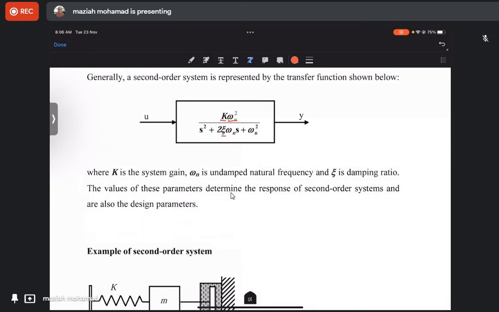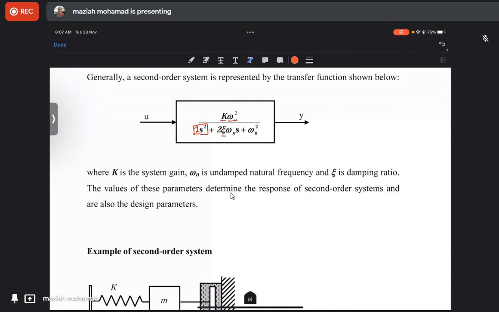And when we say that this is the general transfer function, we are going to look at this term here. It must be 1. You cannot have 10s square, you cannot have 5s square. You have to make sure that the term is s square only, 1s square. That is similar to the first order, where we need to make sure that the transfer function is 1 plus ts. For second order, we look at the s square, and it must be 1s square.